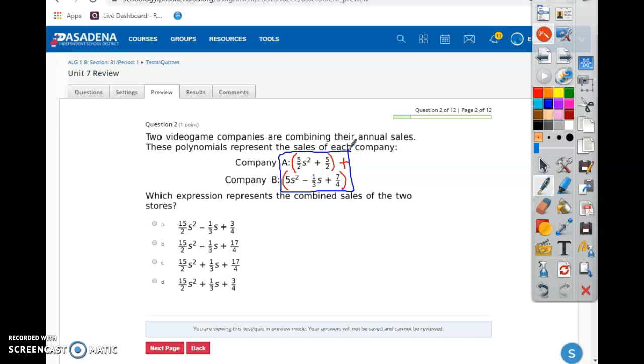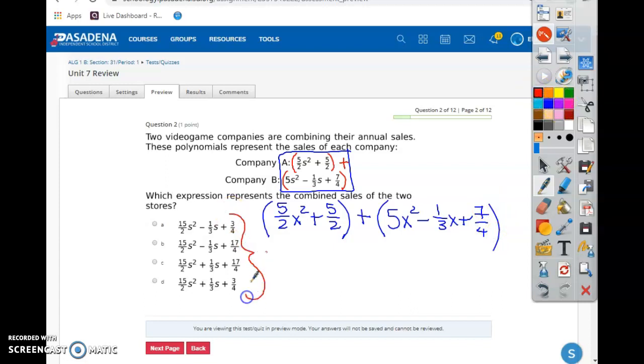Let me rewrite it because some of you probably don't understand what I'm talking about. You have to put 5 over 2x squared plus 5 over 2, close parentheses, plus, parentheses, 5x squared minus 1/3 x plus 7/4, close parentheses. So all of that would go in Desmos, and all of this would also go in Desmos.